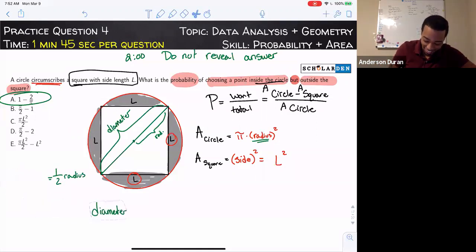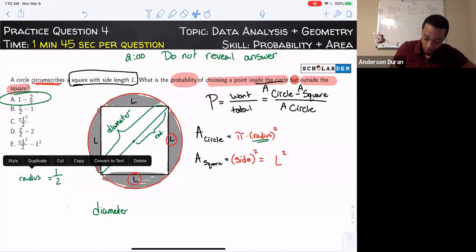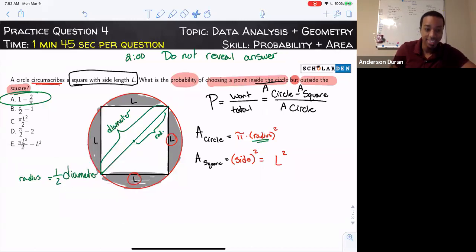I can't believe I even did that. That's funny. It's really early for me. I haven't had my coffee yet, so give me a break. All right, so there we are. The radius is half the diameter.